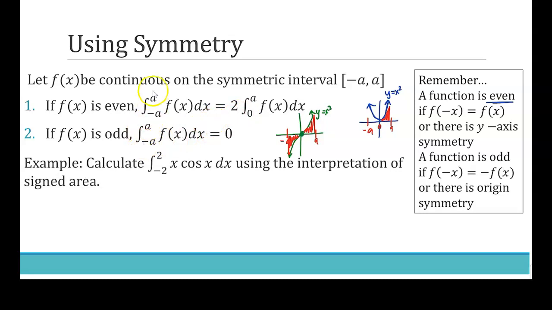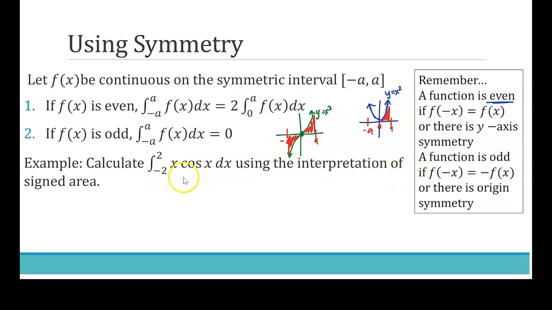So again, we're looking for the symmetric interval and then either an even or an odd function. Odd would be ideal because then the answer would just be 0. So let's take a look at one example of this. We're told to calculate the definite integral from -2 to 2, there's a symmetric interval, of x times cosine x dx using the interpretation of signed area.